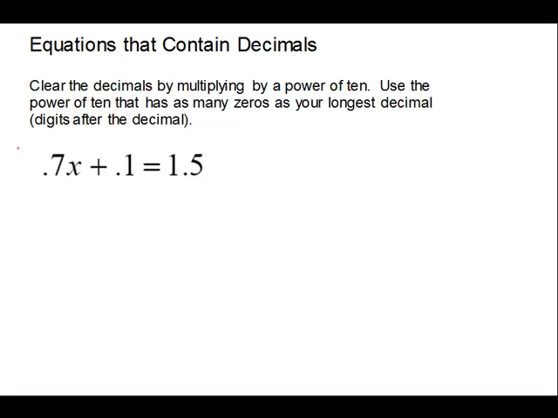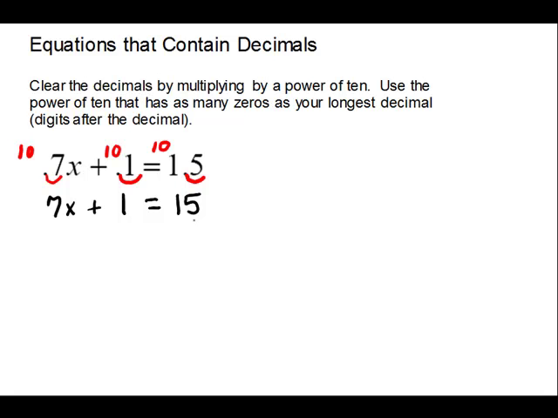I usually just write it right on the equation because it's going to slide the decimal to the right, one place for one zero. So this will give us 7x plus 1 equals 15. And then we have a regular linear equation to solve.